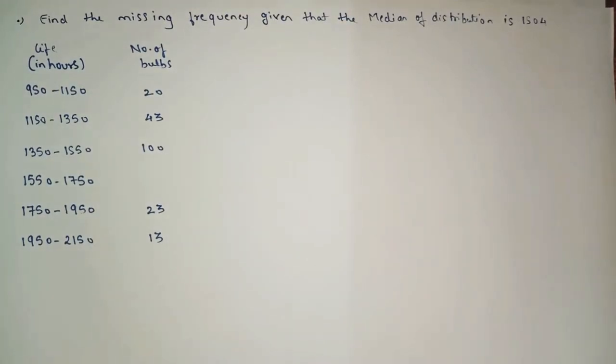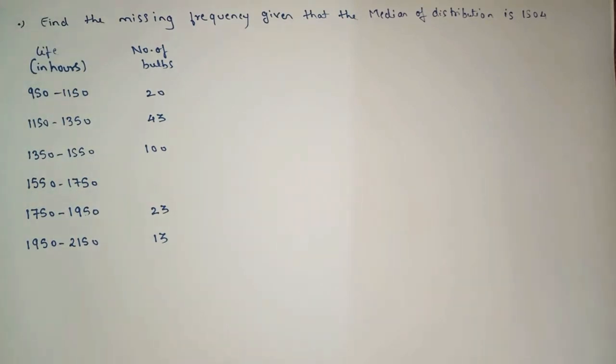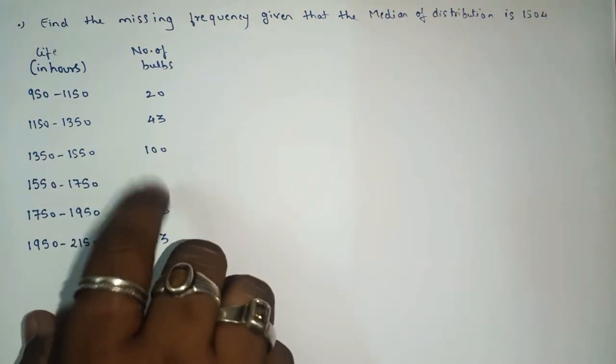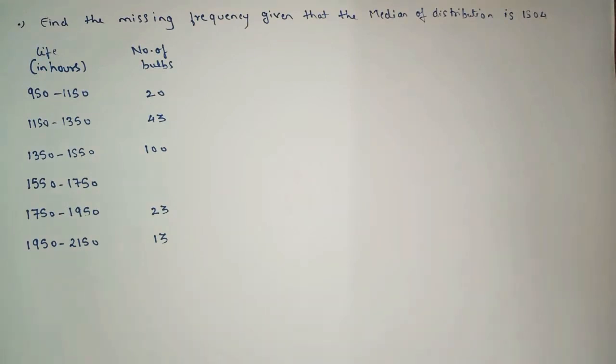Hello students, as in the last lecture we saw how to find the missing frequency when we have the quartiles and the total frequency. Today in this lecture we're going to do one more sum based on the same type, how to find the missing frequency. But the difference is what? In the last lecture there were two missing frequencies. Here in this lecture we'll see when only one missing frequency is there and how to find it.